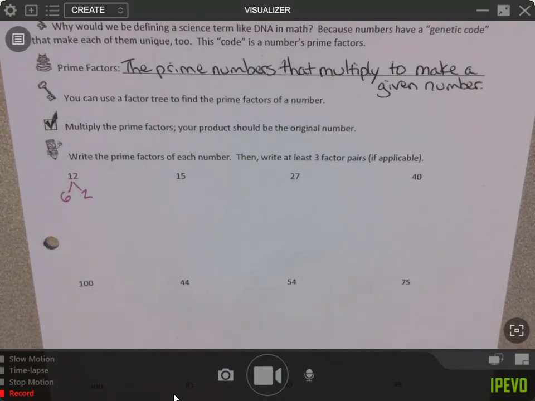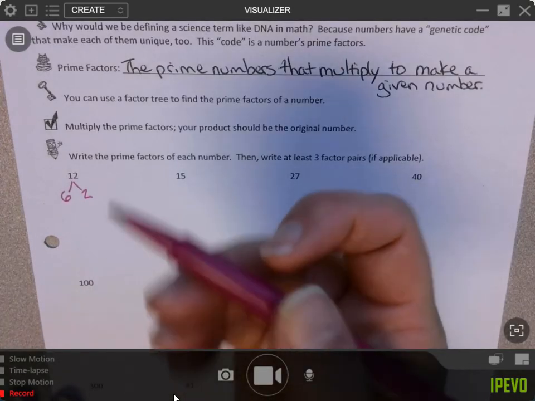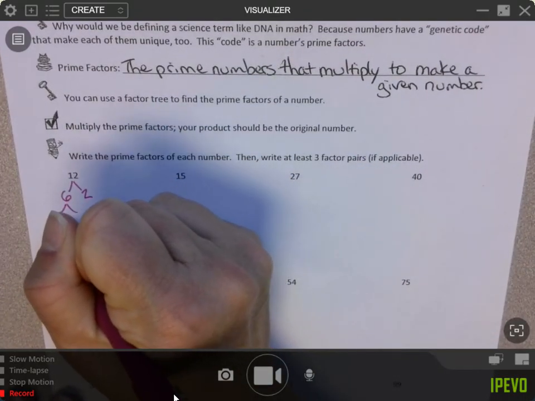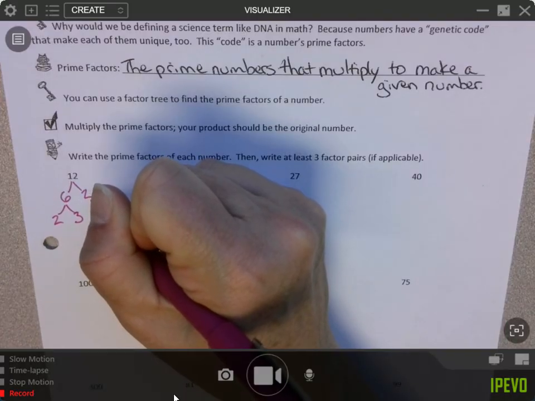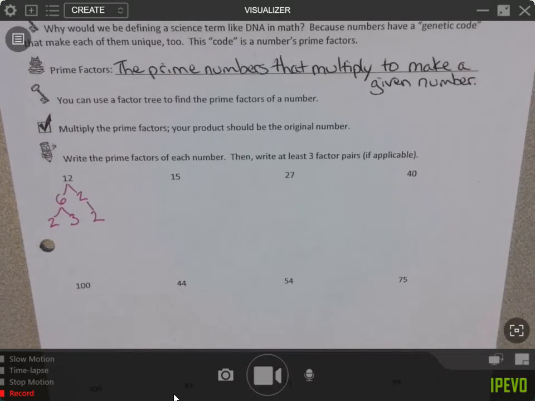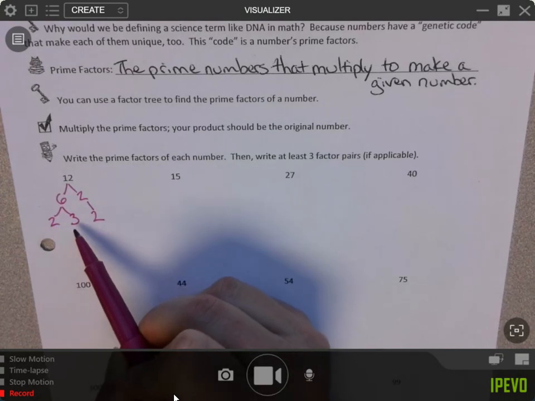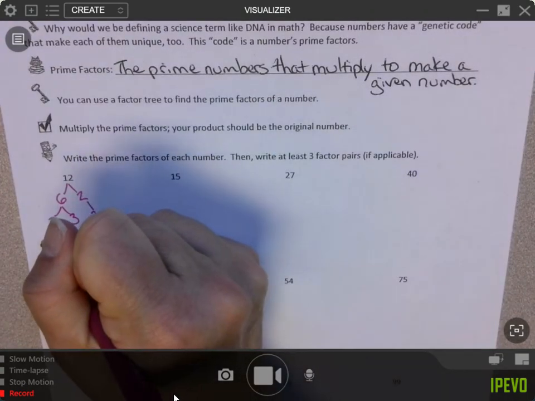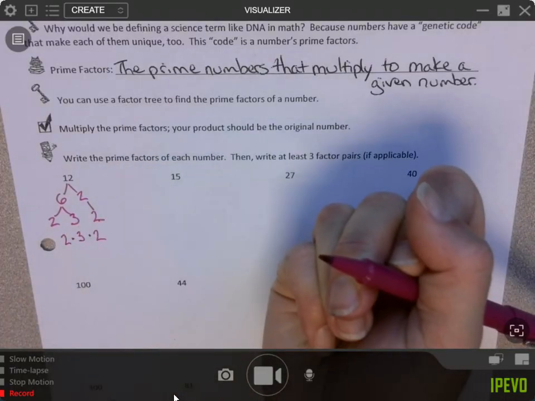Can I break the 6 down any more? Adeline? Yeah, I can break that 6 down into 2 times 3. Can I break my 2 down over here anymore? Can 2 get broken down? No, 2 is our first prime. So I'm going to write that 2 again. So I have 6 times 2. That 6 is broken down into 2 times 3. That 2 stays a 2. So my prime factorization would be 2 times 3 times 2.